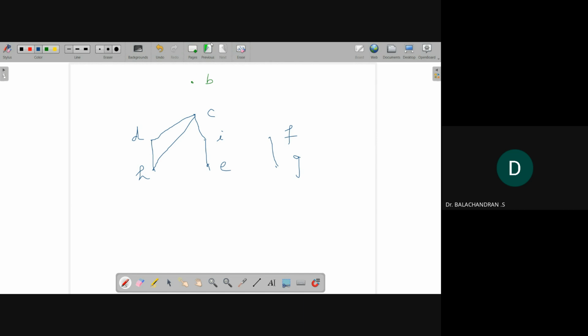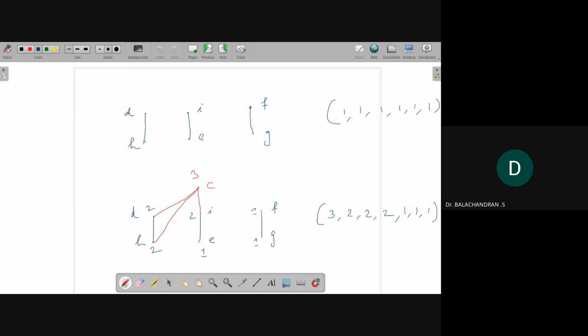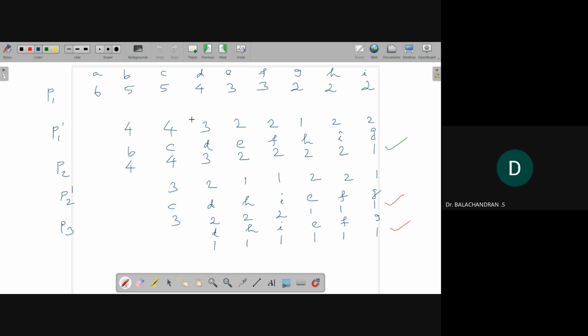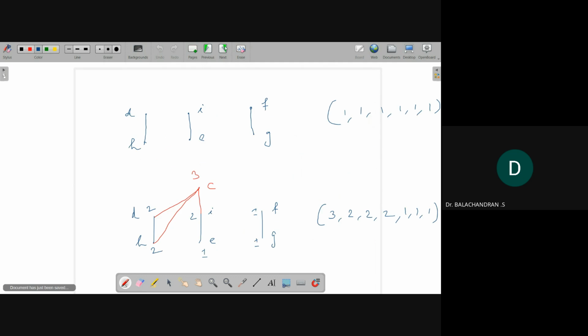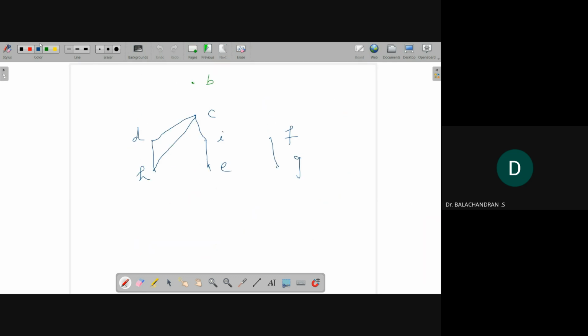Now I added B. What is the degree of B? Degree of B is 4. I should add these 4 to where? C, D, E, F. So C, D, E, F.